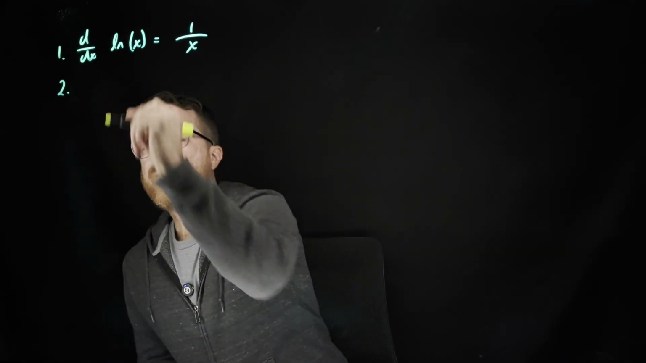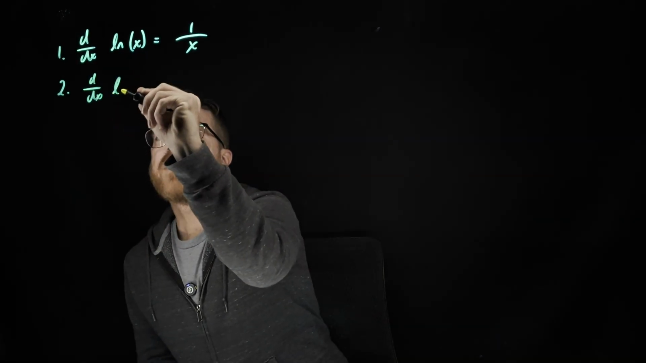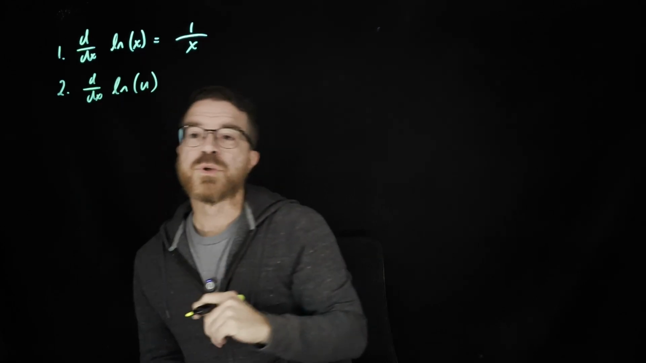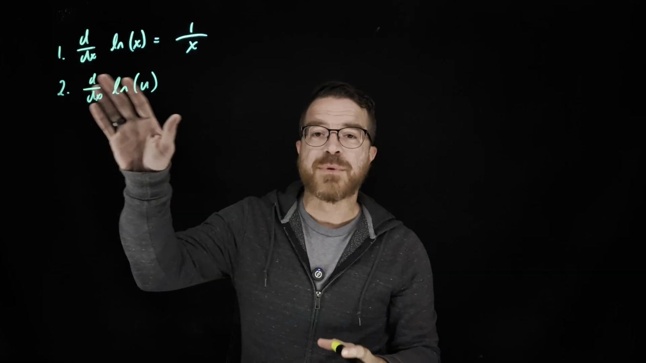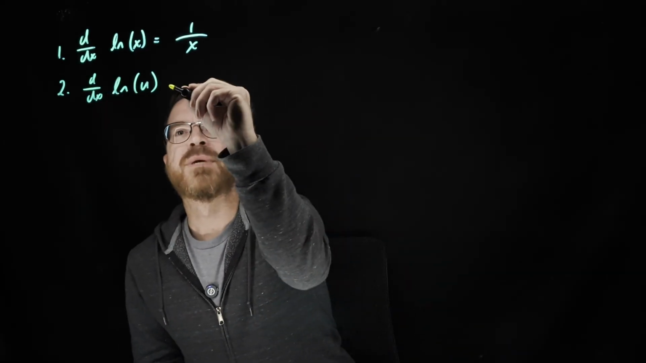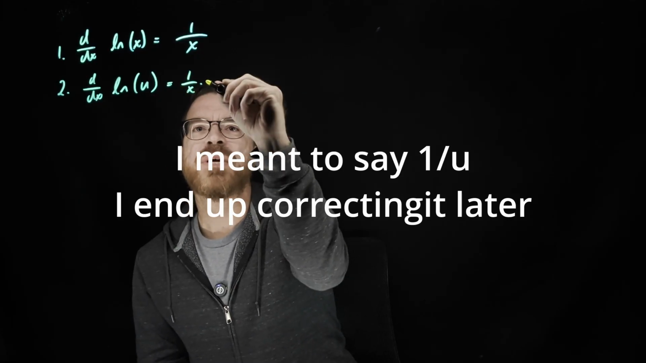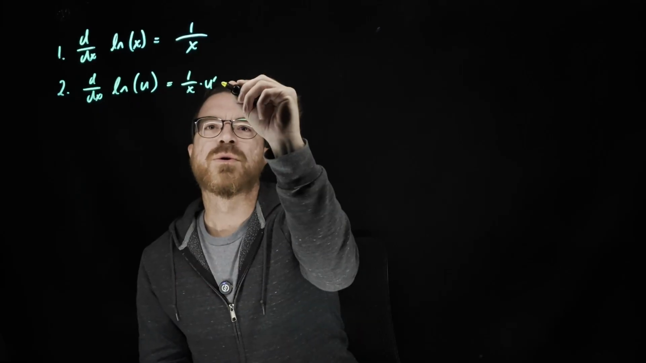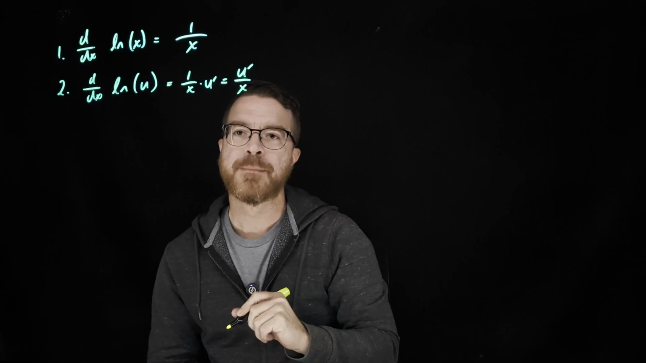Our second rule is that if we have d/dx of the natural log of some function u, which is just a function of x, this is going to use the rule we just had with the natural log of x, except now we have to use the chain rule. So this ends up being 1 over u times the derivative of u, which we would just write as u prime over u.